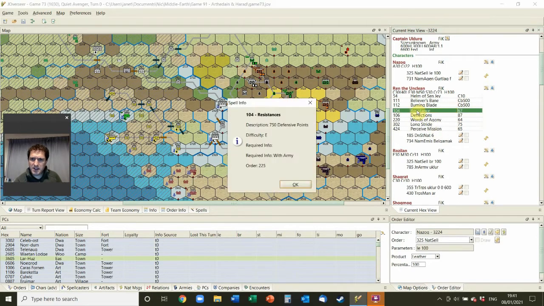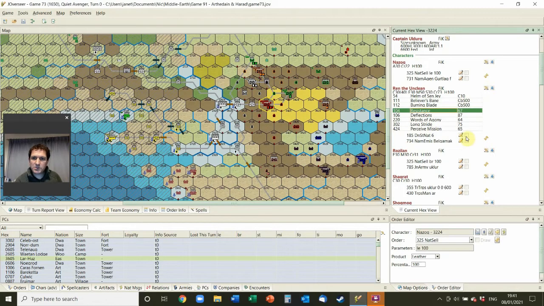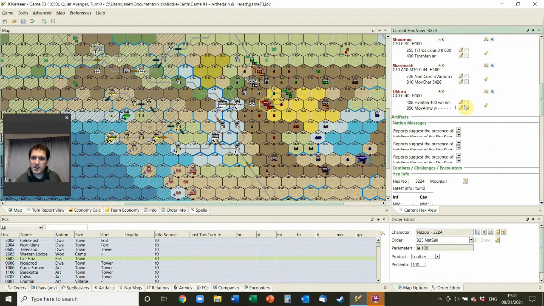And I believe if you double click on a spell, yes, you get a little pop-up box with information on the spell. So if you're not sure what a spell does, double click and it says, yes, resistances. It's a defensive spell, it's easy to cast. You have to be with an army. That's the order number you use to cast it. So you can get all sorts of useful information coming up there.